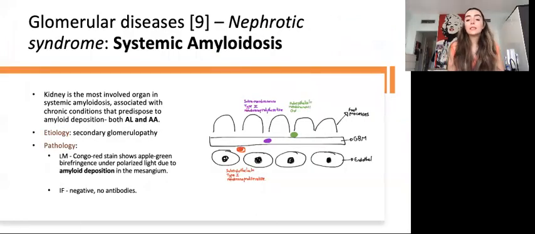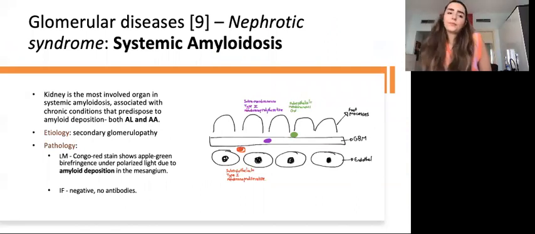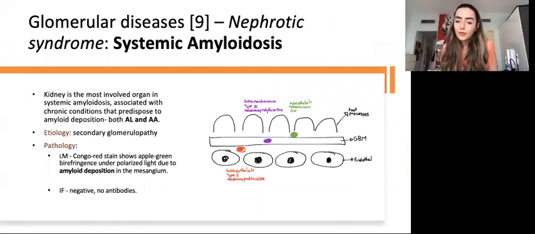Then we have systemic amyloidosis. I think this should be, if it's not the last one, the second to last one. Amyloidosis, we know from other sections of pathology, is a systemic disease. And the most commonly involved organ in amyloidosis is the kidney. And it's associated with amyloid deposition of both AL amyloid and AA amyloid.